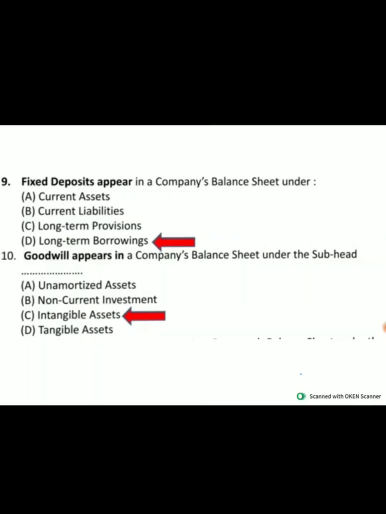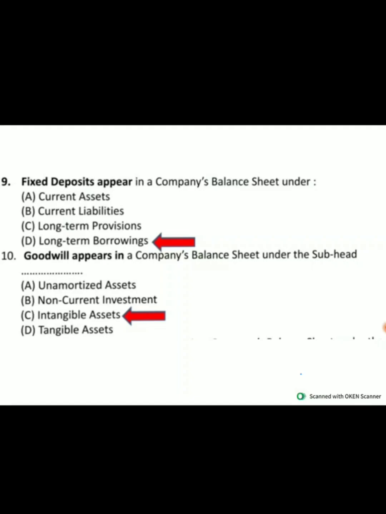Next one, fixed deposits appear in the company's balance sheet under the head of long-term borrowings. Here options are given. Fixed assets, it is always long term. Long-term borrowings of the company has some fixed time limit also. So it always appears under the head of long-term borrowing while we are preparing the company balance sheet.